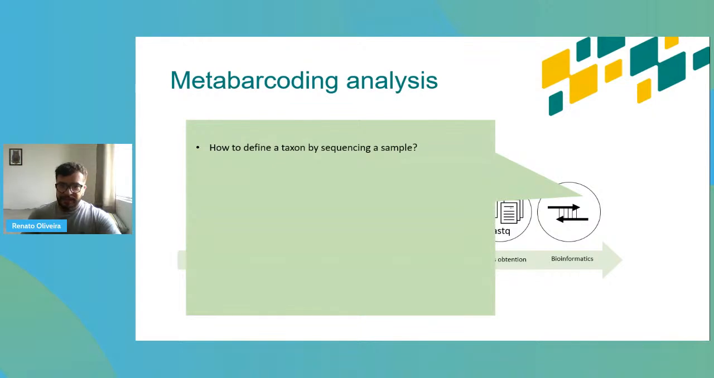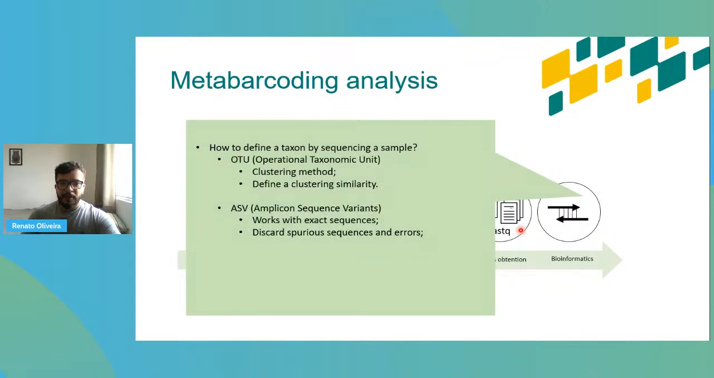For that, we have 2 strategies. The first is the operational taxonomic unit, the OTU, which is a clustering method in which we define a clustering similarity to form those OTUs. The other strategy is the amplicon sequencing variants, the ASVs, that work with exact sequences. So we allow only the difference of one nucleotide, for example. With this technique, we discard some sequencing and PCR errors.